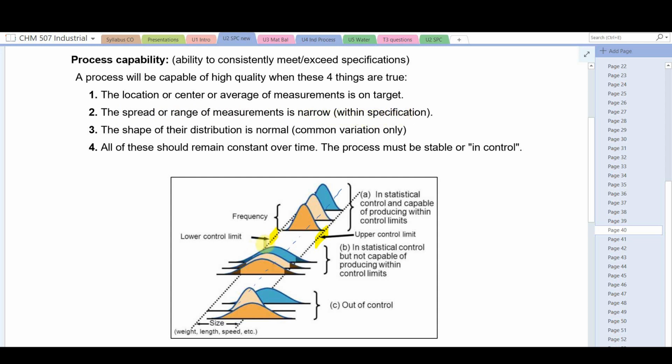So on the left here we have the lower spec limit. On the right we have the upper spec limit. Our distribution should stay within that. Number 3, the shape of the distribution is normal. If the shape of the distribution is skewed left to right, it would suggest that special cause variation is present. And number 4, all 4 of these should remain constant over time. The process must be stable or in control.